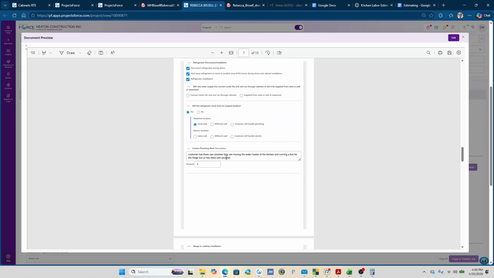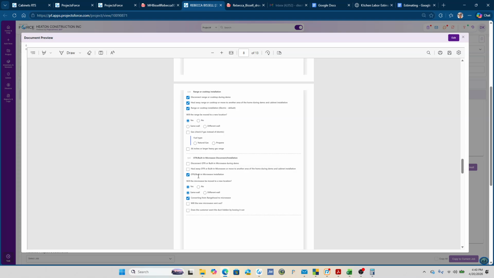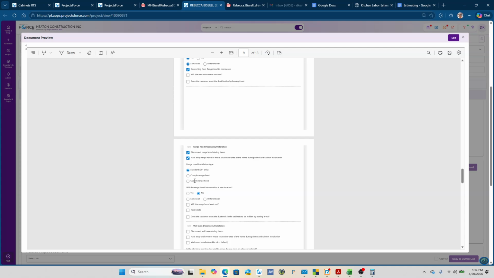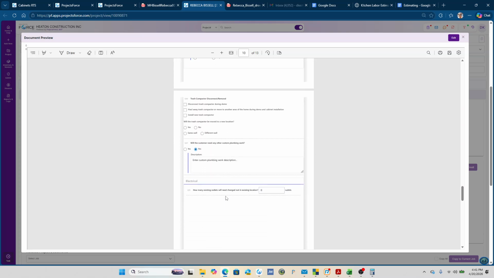Customer has their own plumber and they are moving the water heater, kitchen, and running a line for the fridge, but customer has their own plumber. Okay, so we might have to disconnect range. Go to our built-in microwave installation, converting from range hood to microwave, yes. Any other customer plumbing work? No.